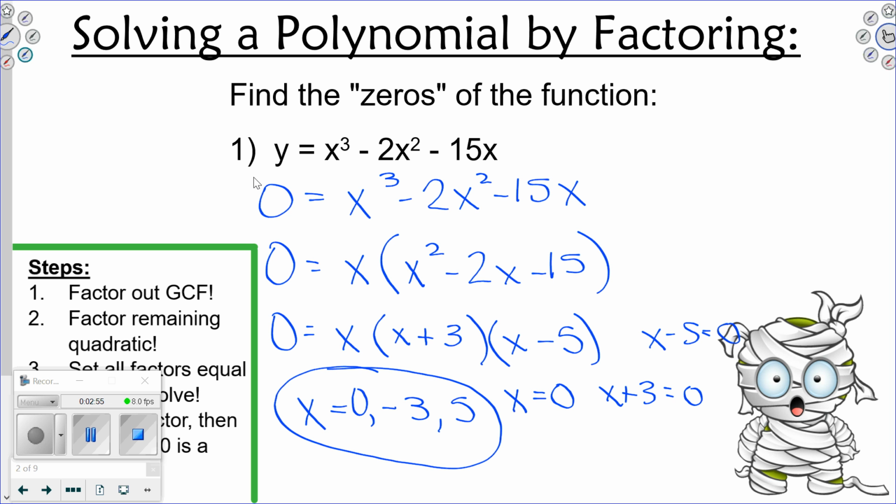Yes. x cubed means you have how many answers? I have 3. So I have 3 answers. This is where it's so important that you look back when you're done: how many answers do you have versus what was the degree? They should match. If it says it's x cubed, you better have 3 answers. Okay? All right.